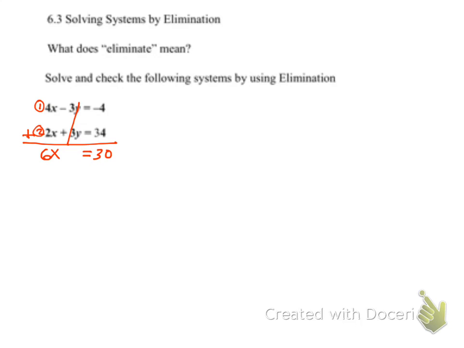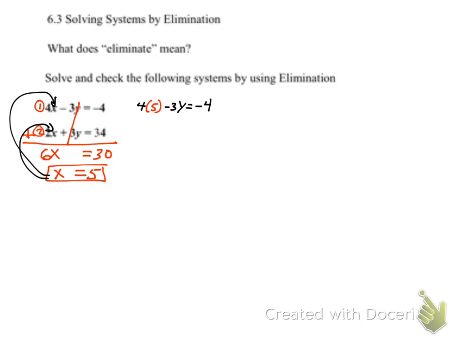So this gives us 4x plus 2x is 6x, negative 3y plus 3y is 0 y's, and negative 4 plus 34 is 30. That's what it was. We eliminated the y because they were opposites. Now solving for x, I get x is equal to 5, and as before, now that I have x, to check it, I substitute it into both of the equations and solve for y.